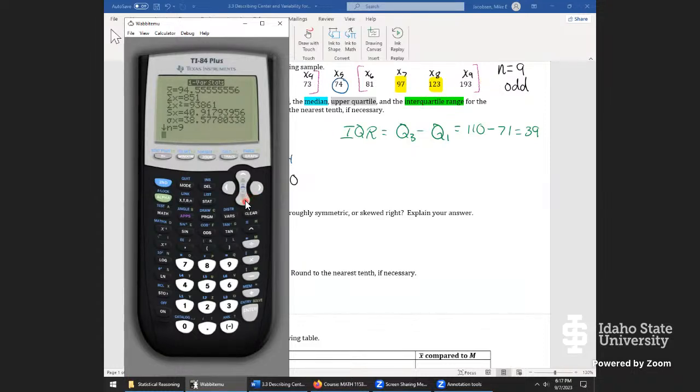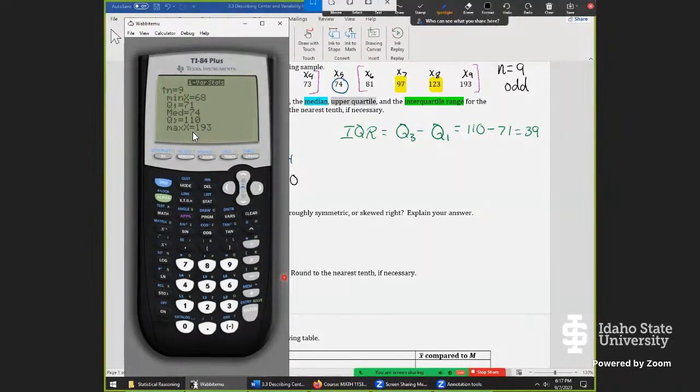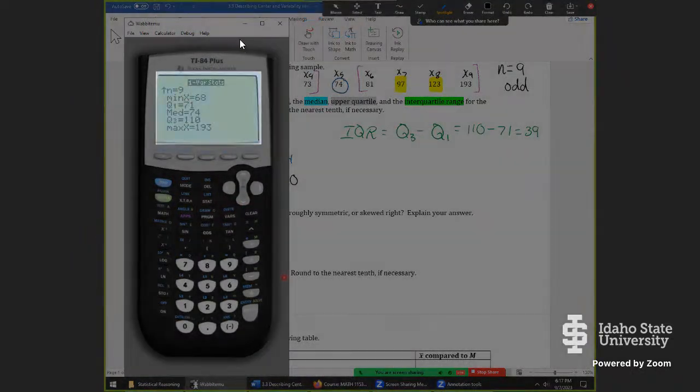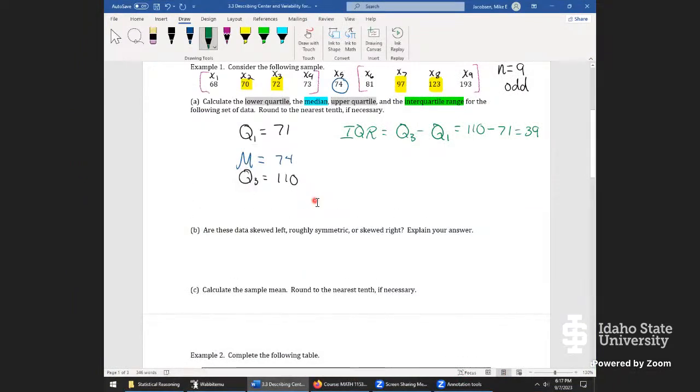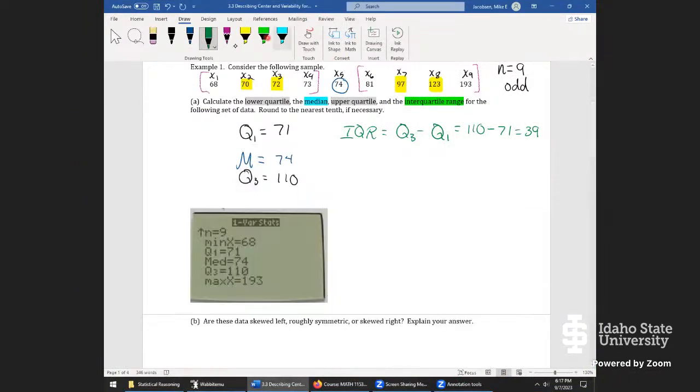So here, to find the statistics you want, go to the down arrow, and this is where you need to be, right on this screen. Let me take a screenshot right here. And finally, here's our results. So the value they call med is median. So this is M, as our book calls it.